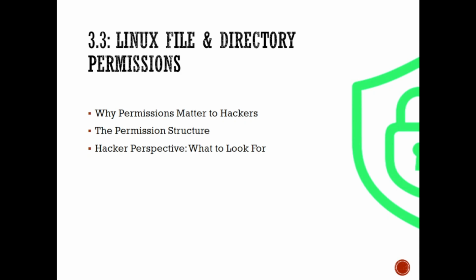Summary. You've now learned how Linux permissions work, how to read and change them, which ones matter most for hackers, what SUID, SGID and sticky bits do, and how misconfigured permissions lead to privilege escalation. Coming up next, in Module 3.4, we'll explore basic shell commands every hacker must know, so you can take full control once inside a system.